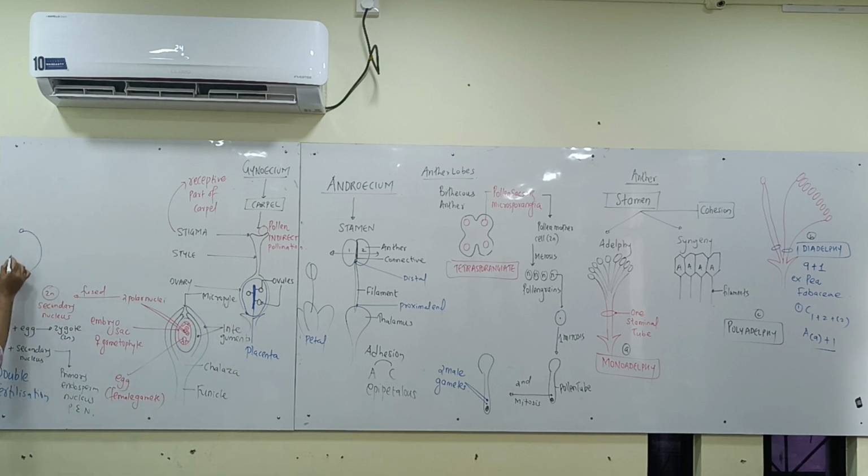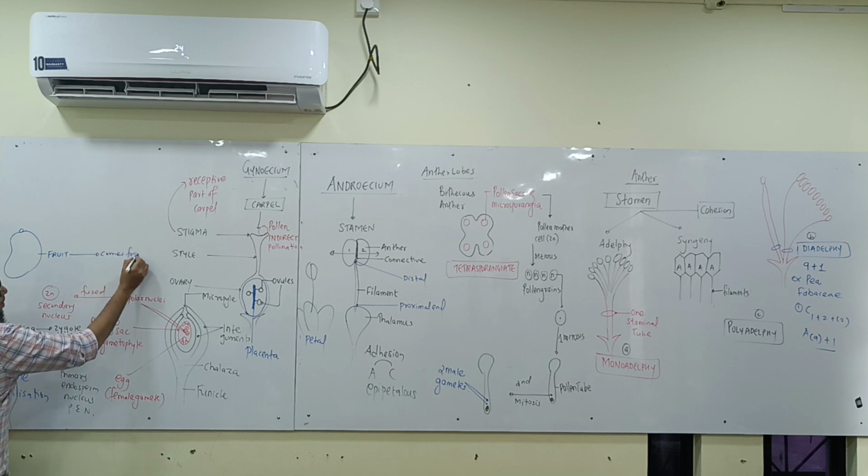it will change into a fruit. So fruit comes from a ripened ovary, मतलब ovary after fertilization. आया बात समझ सबको?